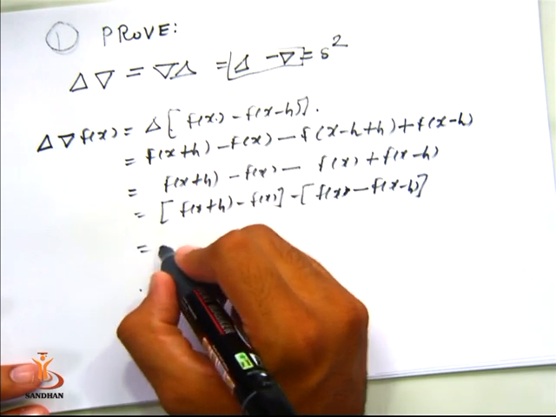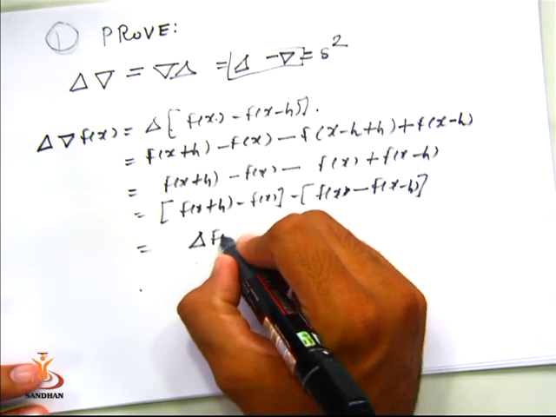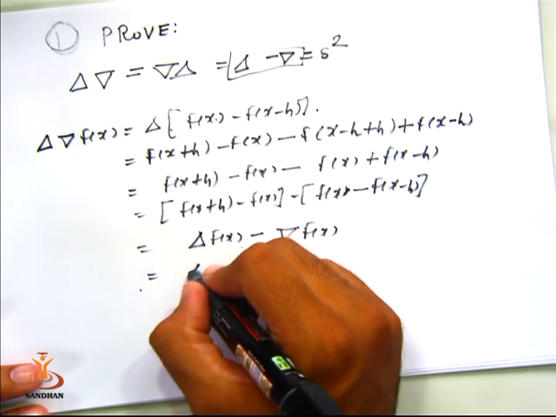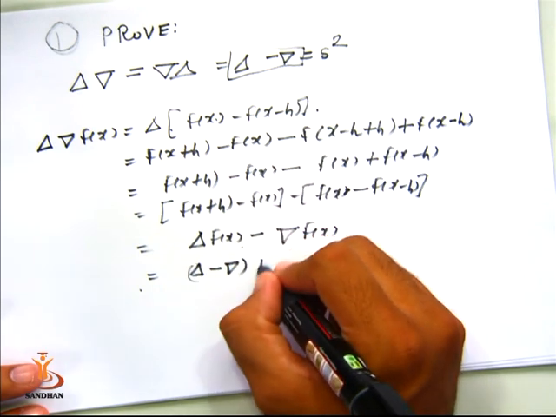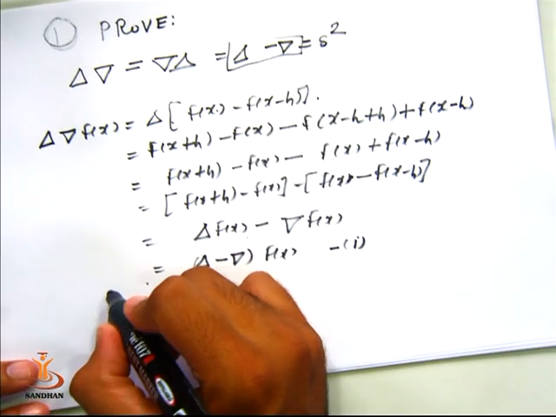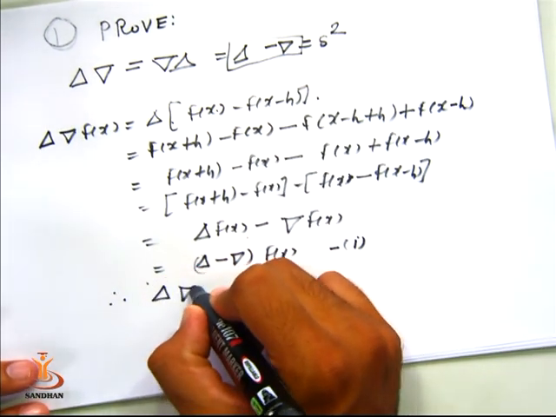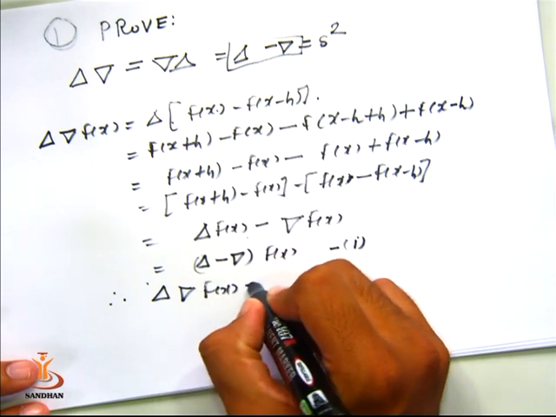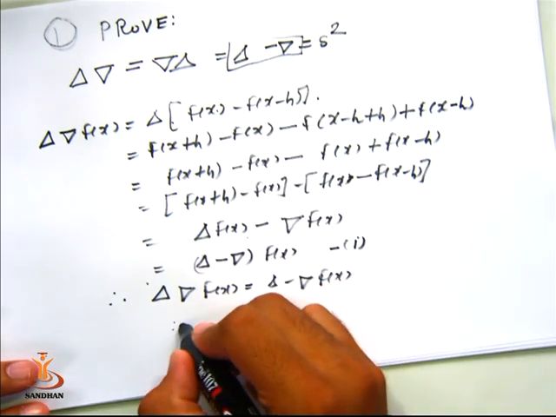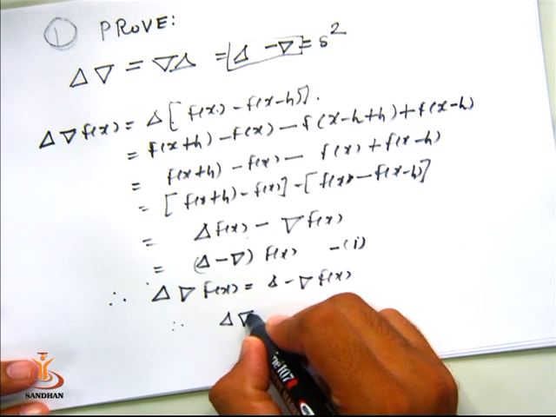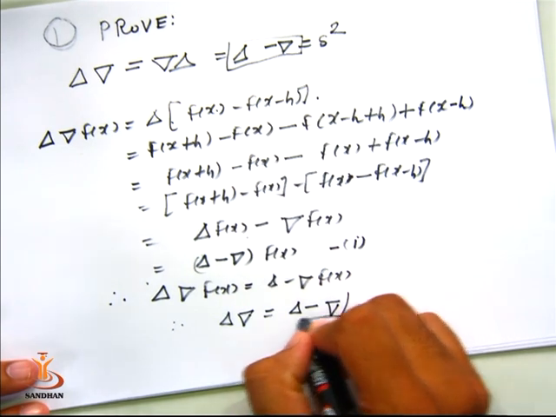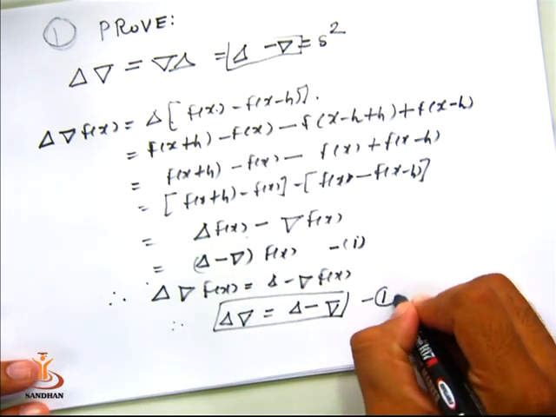So you got both the standard forms. One is delta f(x), another is nabla f(x). So as a result you get delta minus nabla of f(x). We can keep this as result number 1, as we got the relation that delta into nabla of f(x) is equal to delta minus nabla f(x). So your first result is ready: the operator delta dot nabla will be exactly the same as delta minus nabla. This is the first result we have.